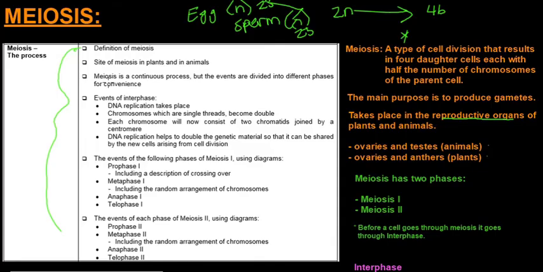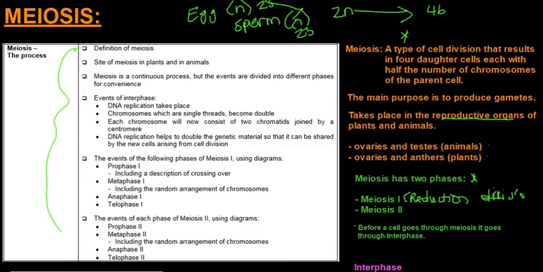Then you need to know that meiosis is a continuous process, but the events are divided into different phases for convenience. Now, meiosis occurs in two phases, and they are known as meiosis 1 and meiosis 2. Meiosis 1 is also known as something called reduction division. Reduction division. That is the other name for meiosis 1.